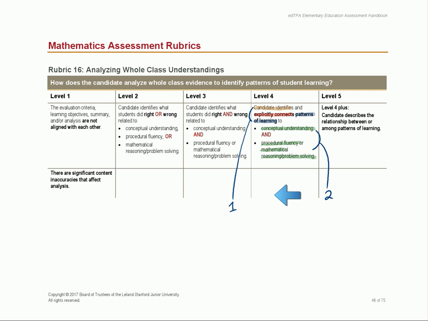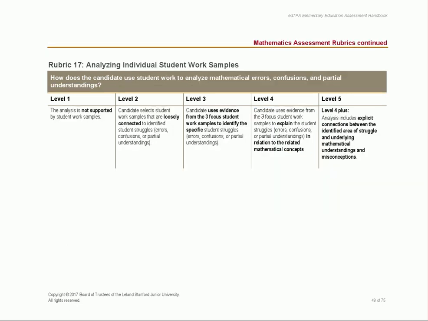The next rubric for this one, analyzing individual student work samples. So these are your 3 focus students. How does the candidate use student work to analyze mathematical errors, confusions, and partial understandings? For 3, which is passing, the candidate uses evidence from the 3 focus student work samples to identify the specific student struggles. Okay, so you looked at your students' work and you found where they're struggling. That's a 3. A 4, and we want to take our work to the 4.